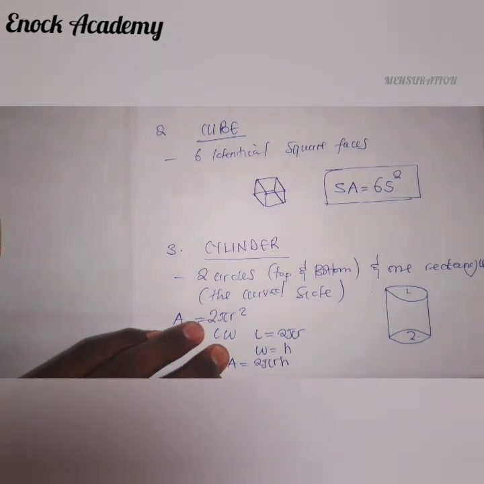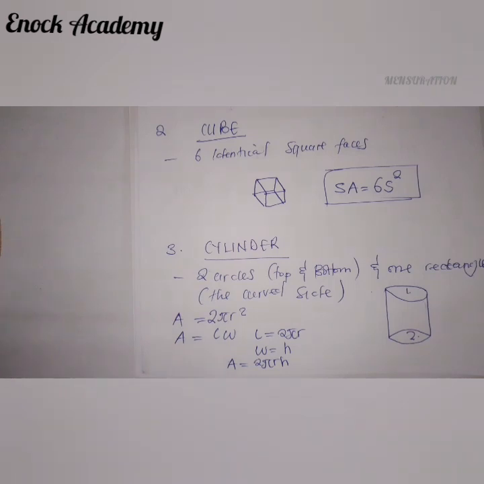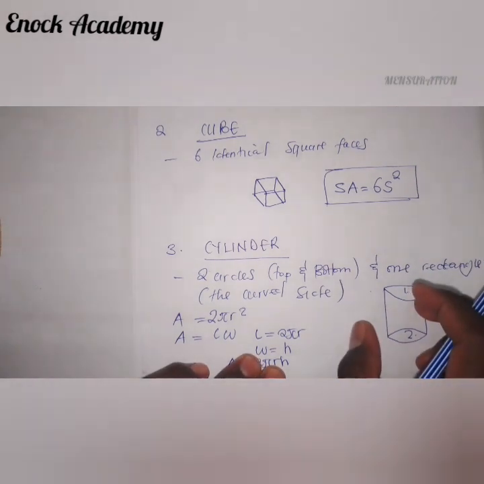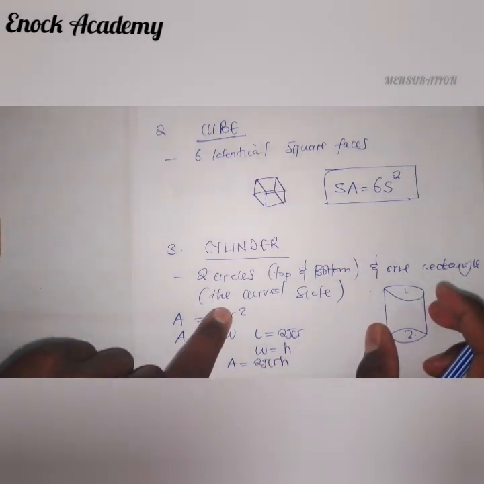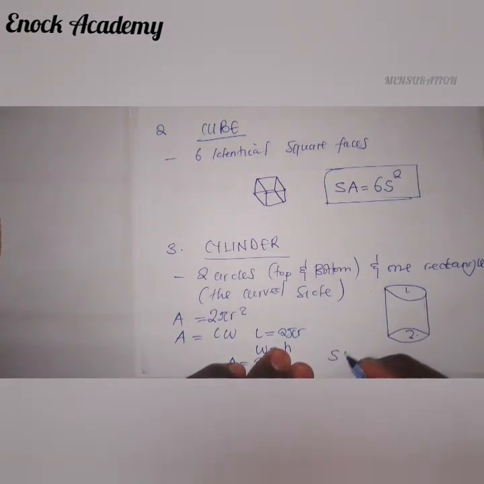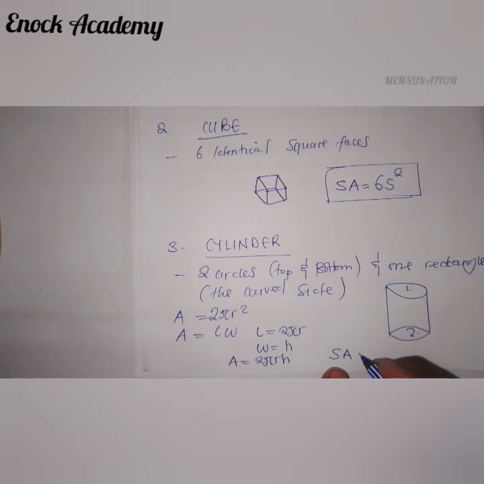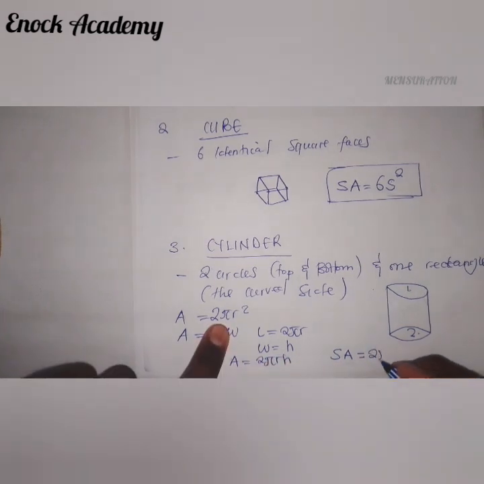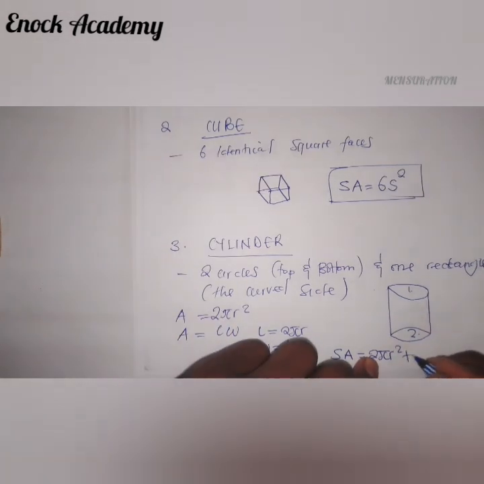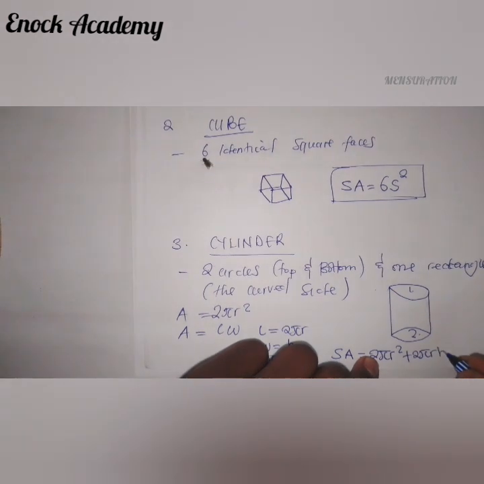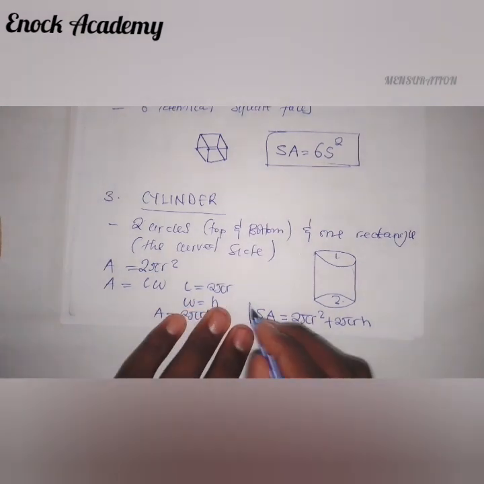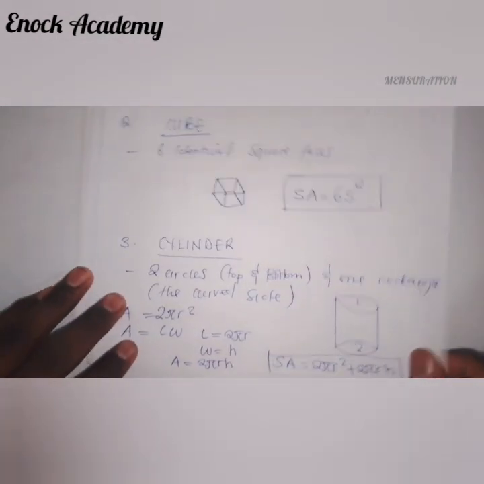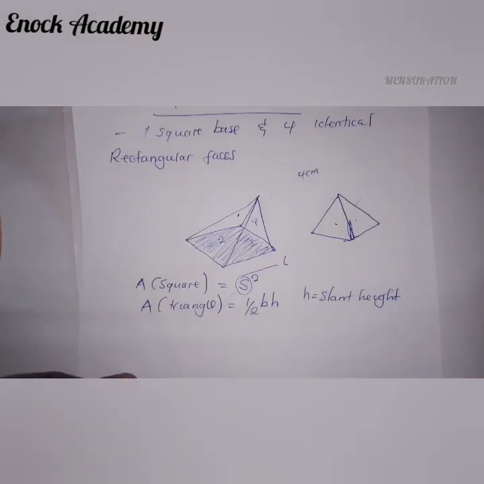So now, to find the total area of this cylinder, we are going to add this and this. Our final formula is going to be surface area is equal to 2 pi r squared plus 2 pi r h. So this is our final formula of the cylinder. Let's go to the next one. Let's now talk about the cone.